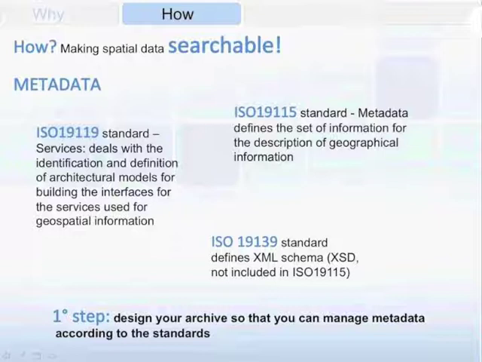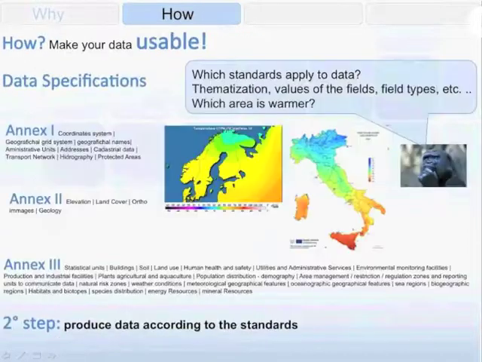So the first step for the achievement of an interoperable spatial data infrastructure is designing the archive so that it is possible to manage metadata according to this standard. Then the other key point is to make data usable, and for this it is required to follow the data specifications. Data specifications are collected by the INSPIRE directive in a set of annexes.